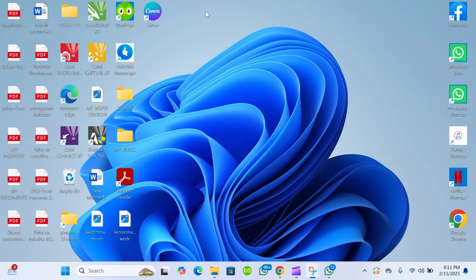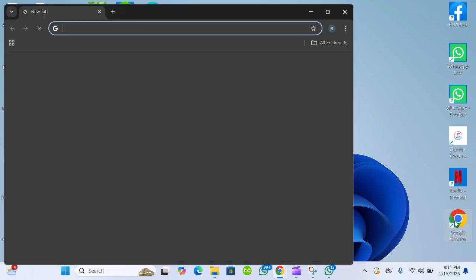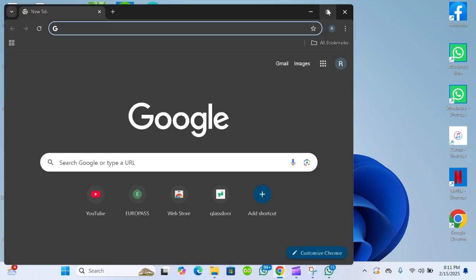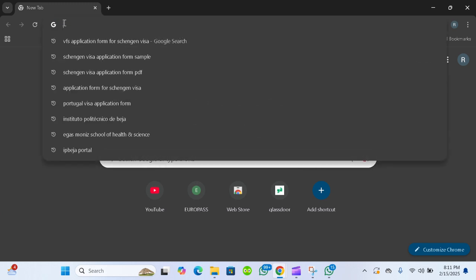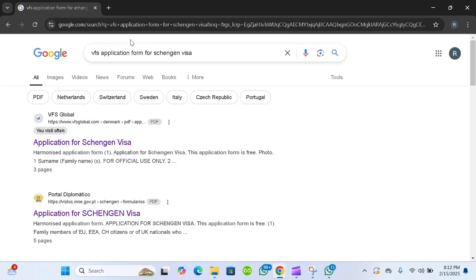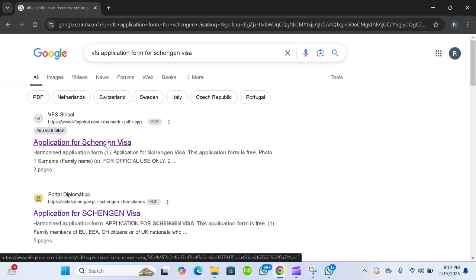So, let's get in. Before we start, we need to download the Portugal National Visa application form, and you can find it on Google or on the website of the Portuguese Embassy. But we're going to be making use of Google. So go to your browser and type VFS application form for Schengen visa. When you do, this page is going to pop up. It's going to bring you to this page, and you select application form for Schengen visa. So let's do that.